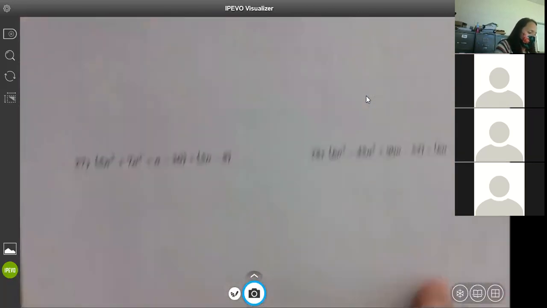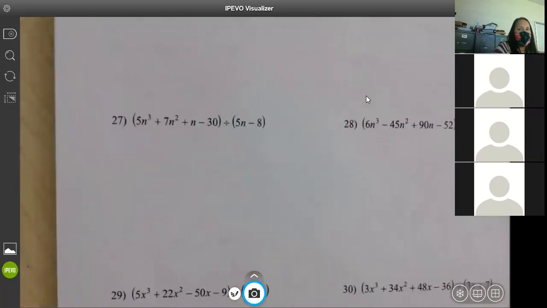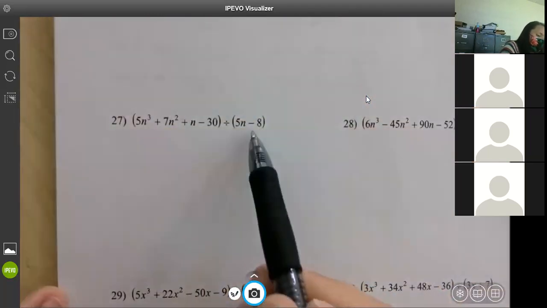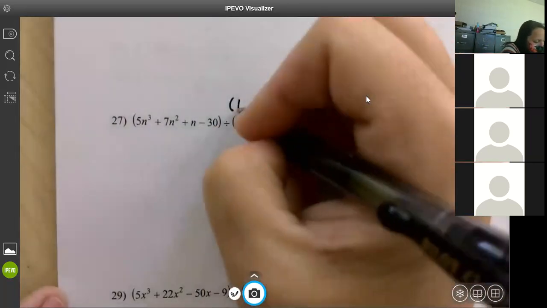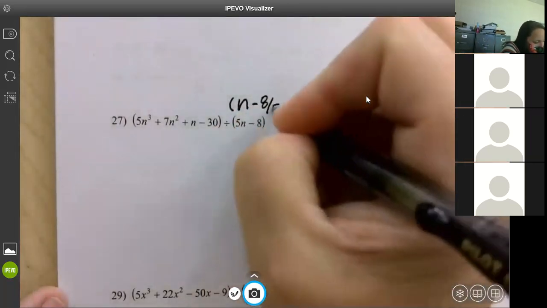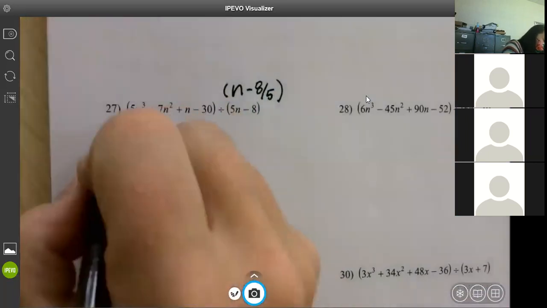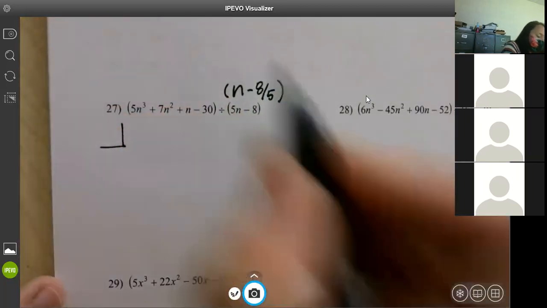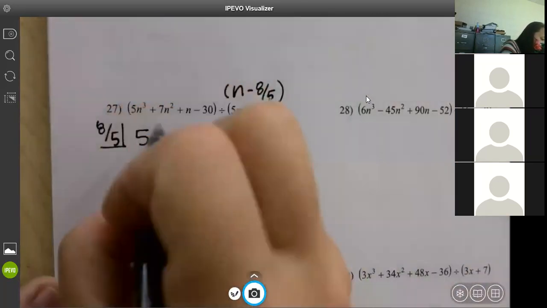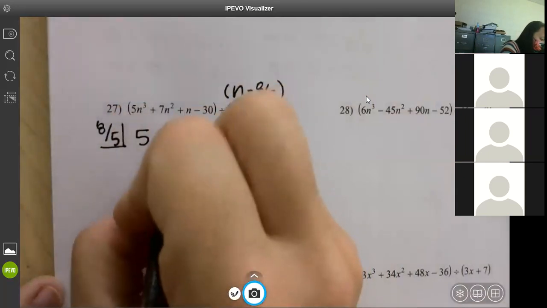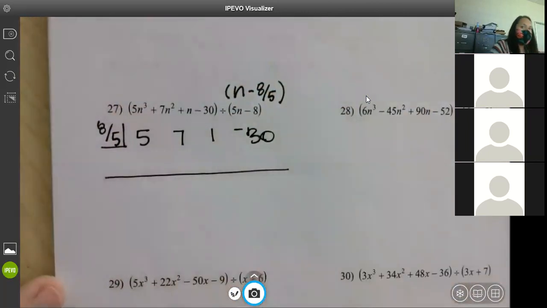Just one more of those. Let's go to number 27. What are we going to change this factor to instead of 5n minus 8? 8 over 5, right? What's going in the backwards box? 8 over 5, positive 8 over 5. Out to the side. 3, 2, 1, no n, so we're good. 5, 7, 1, sorry, negative 30. Is everybody okay?